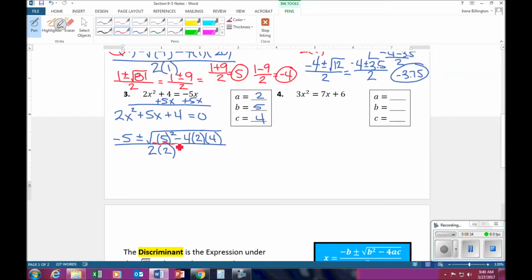Calculate what is under the square root sign. 5 squared minus 4 times 2 times 4 should get negative 7. So we've got negative 5 plus or minus the square root of negative 7 divided by 4.